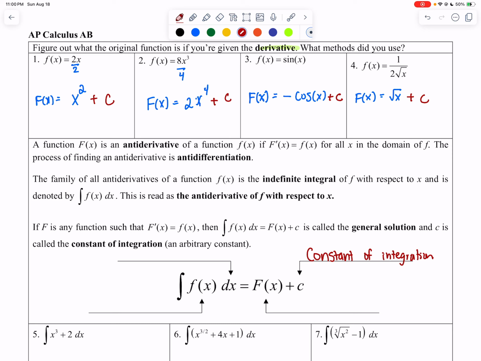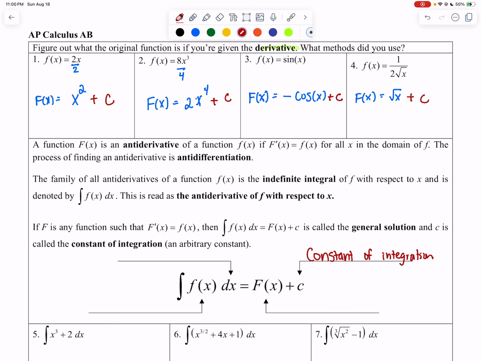All right, that being said, big function F of x is an antiderivative of a function f of x if F prime of x is equal to f of x for all x in the domain of f. The process of finding an antiderivative is called antidifferentiation. The family of all antiderivatives of a function f of x is the indefinite integral of f with respect to x, and is denoted by the integral of f of x dx. This is read as the antiderivative of f with respect to x.